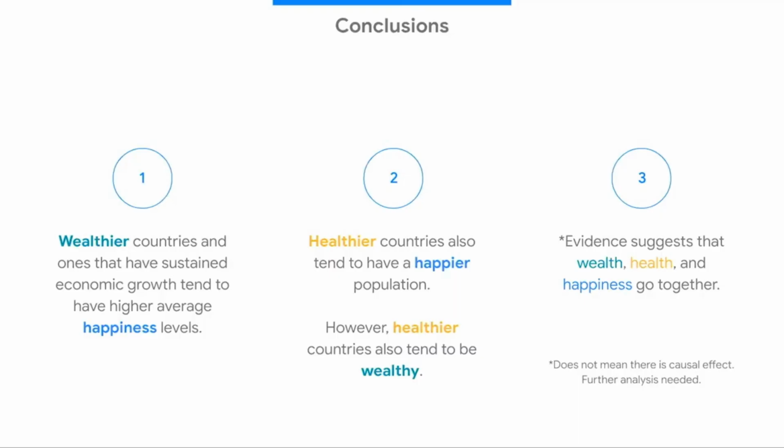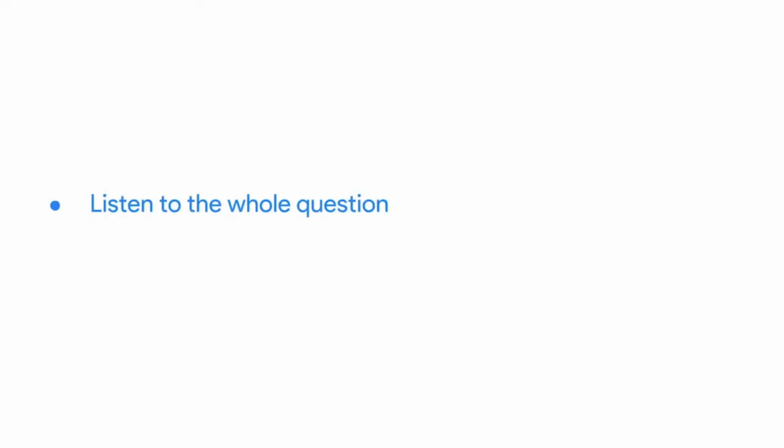We'll start with a really simple one. Listen to the whole question. I know this sounds like a given, but it can be really tempting to start thinking about your answer before the person you're talking to has even finished asking their question. On slide 11 of our presentation, we outline our conclusions. After explaining these conclusions, one of our stakeholders asks, "How was happiness measured for this project?" It's important to listen to the whole question and wait to respond until they're done talking.